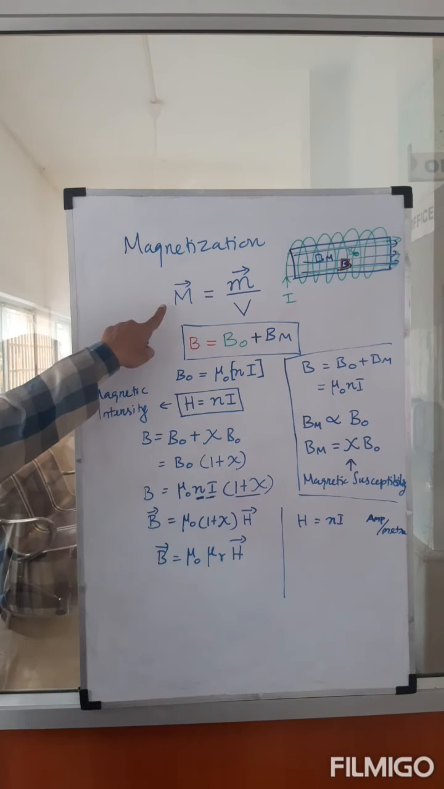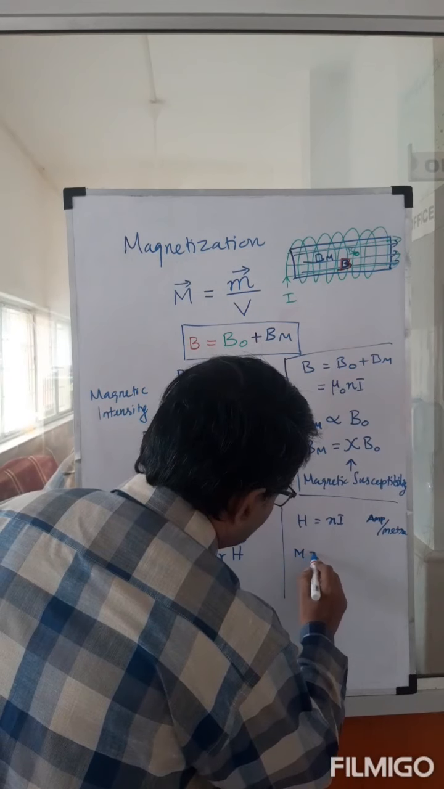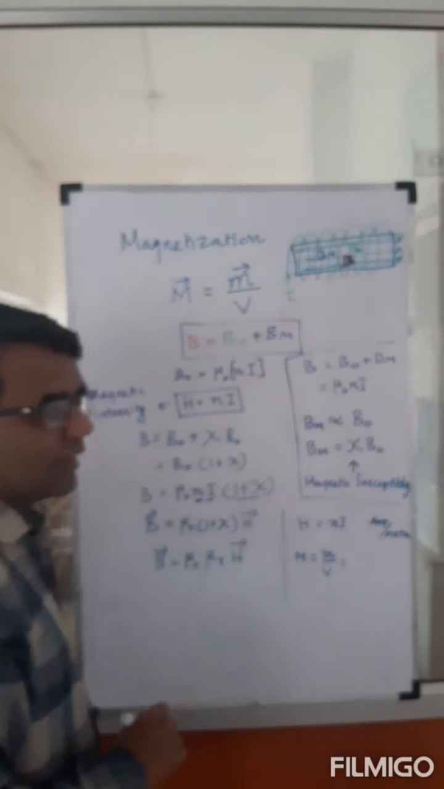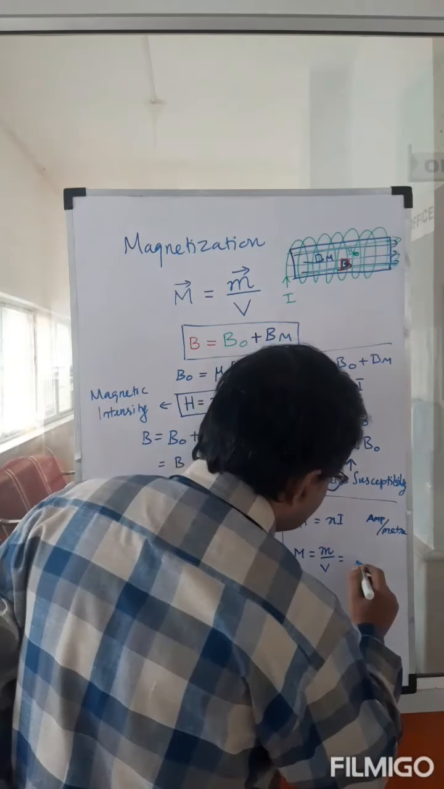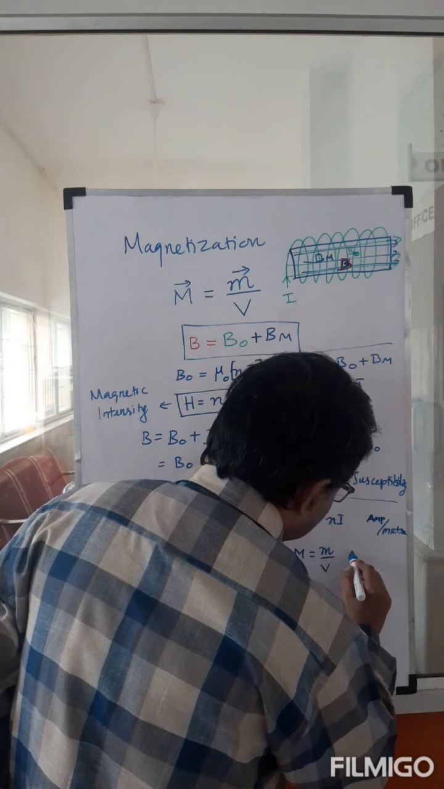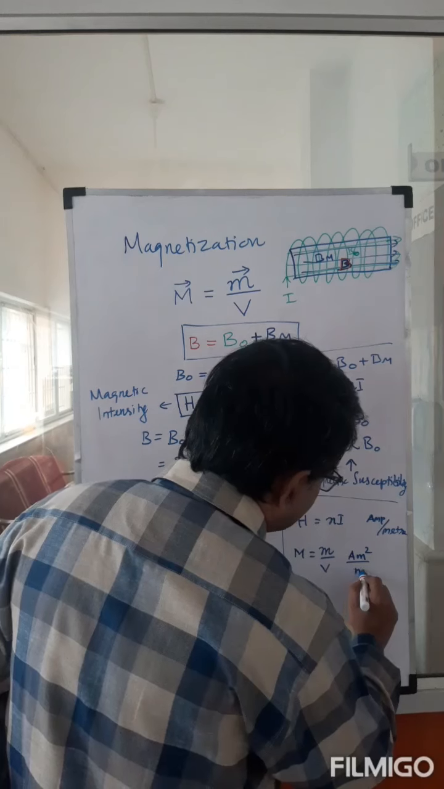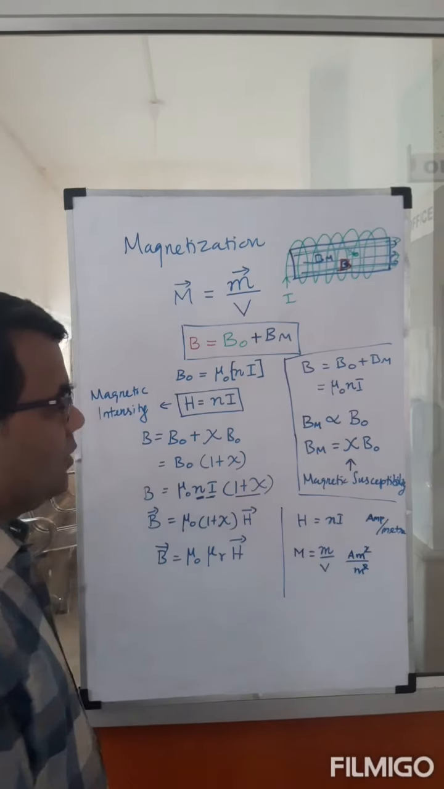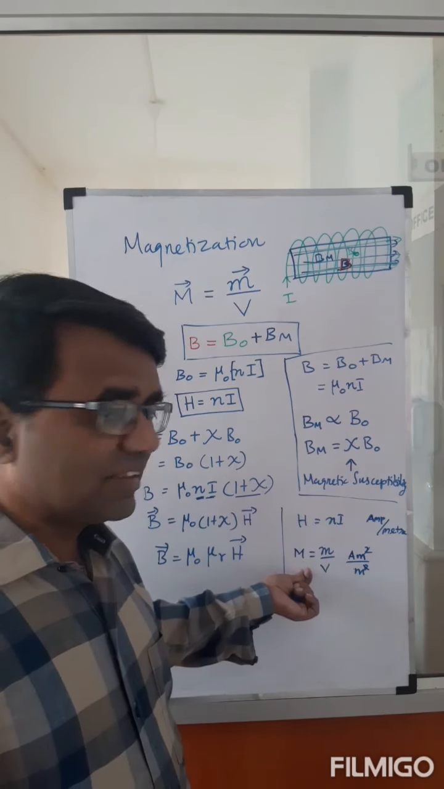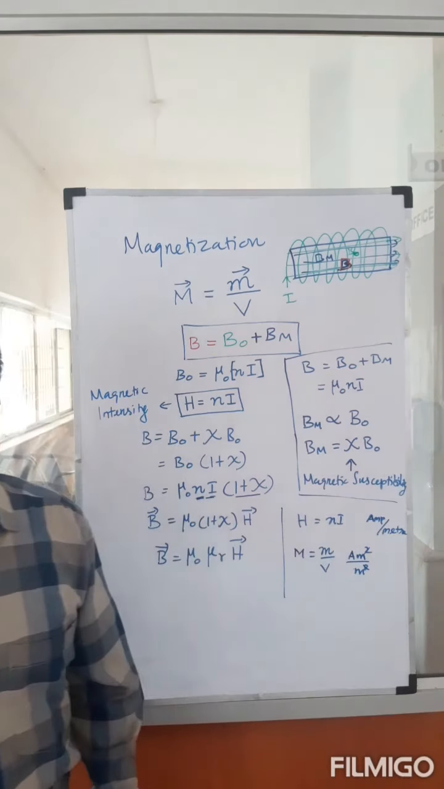But what about the unit for M? Magnetization is equal to m by V. But what is the unit for m? m was ampere meter square. So this was ampere meter squared divided by V, which is meter cube. So meter square cancels, and this becomes ampere per meter. You see, the magnetization M and the magnetic intensity H have the same unit.